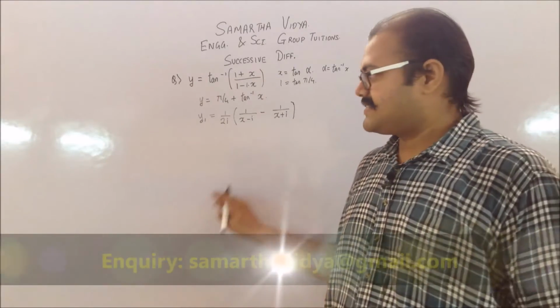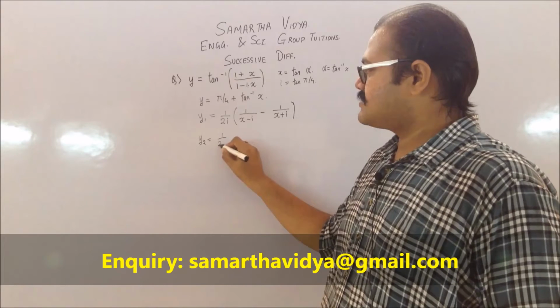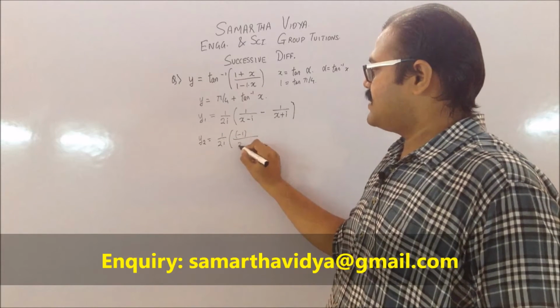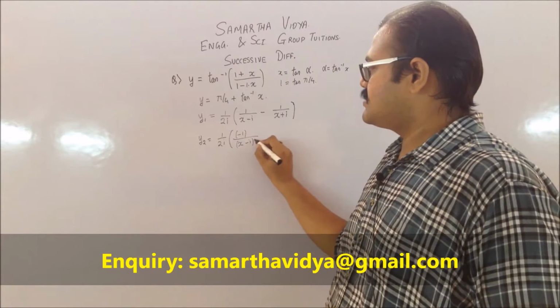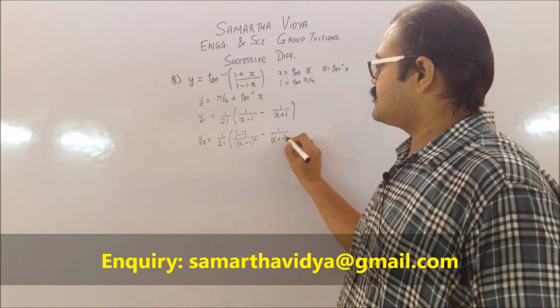Now if you take the second derivative of this, you will be getting minus 1 divided by x minus i square, minus 1 upon x plus i square.